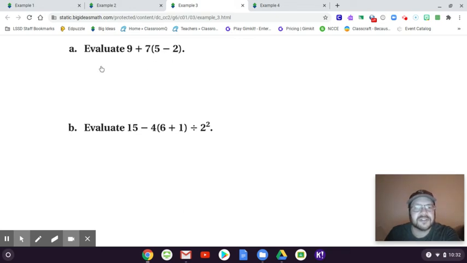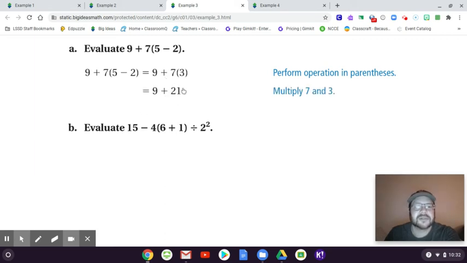So we have to deal with the parentheses first, and rewrite the problem as 9 plus 7 times 3. And again, when this is right next to a parentheses, this means to multiply. So we have 9 plus 7 times 3. What should we do next? We should do the 7 times 3 because we multiply before we add. So 7 times 3 is 21. We end up with 9 plus 21, which is 30. So when we evaluate this, we get 30.